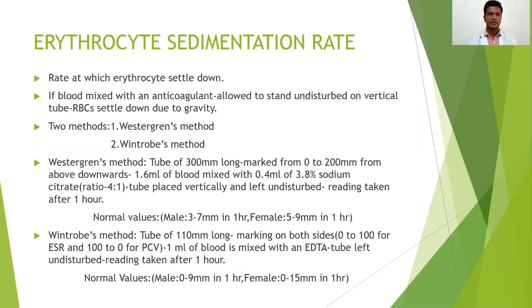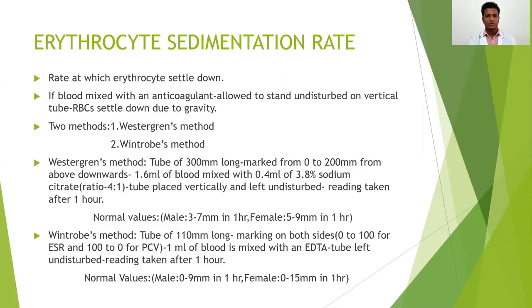Erythrocyte sedimentation rate: the rate at which erythrocytes settle down is the erythrocyte sedimentation rate. If blood mixed with an anticoagulant is allowed to stand undisturbed in a vertical tube, RBCs settle down due to gravity. Two methods are commonly used: Westergren's method and Wintrobe's method. In the Westergren method, a tube 300 mm long, marked from 0 to 200 mm from above downwards, contains 1.6 ml of blood mixed with 0.4 ml of 3.8% sodium citrate, a ratio of 4:1. The tube is placed vertically and left undisturbed. Reading is taken after 1 hour.